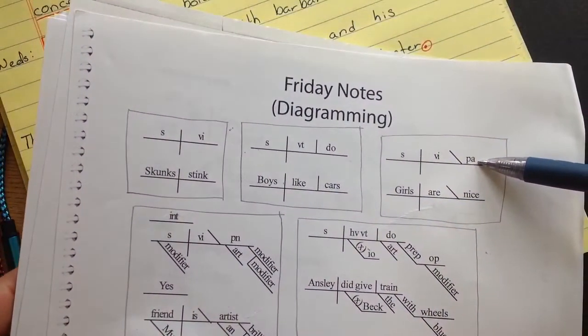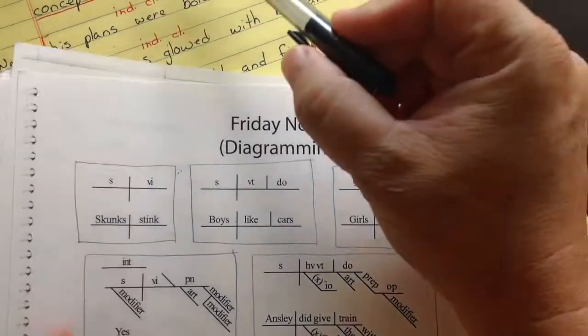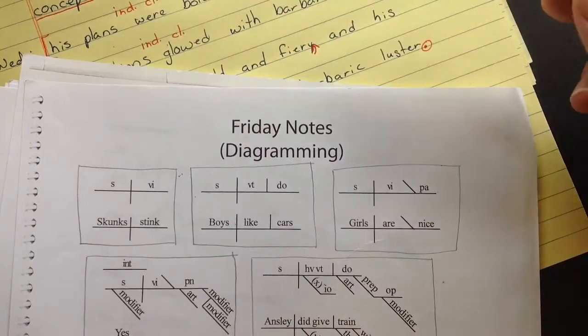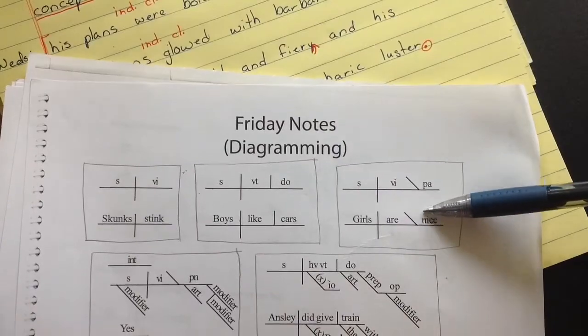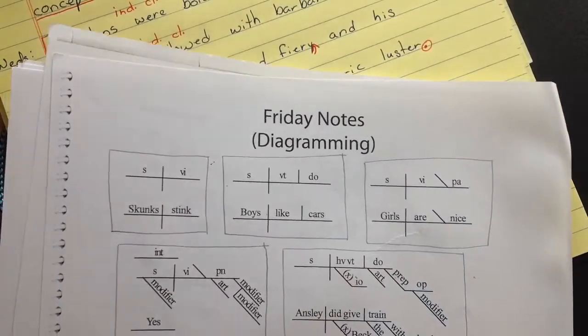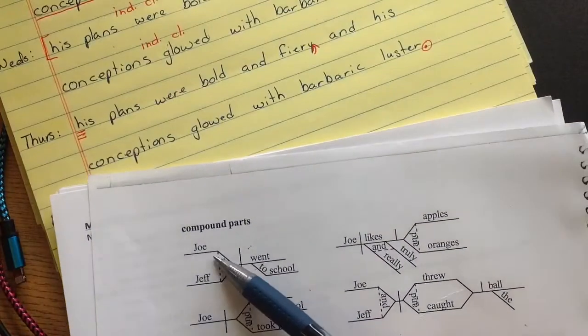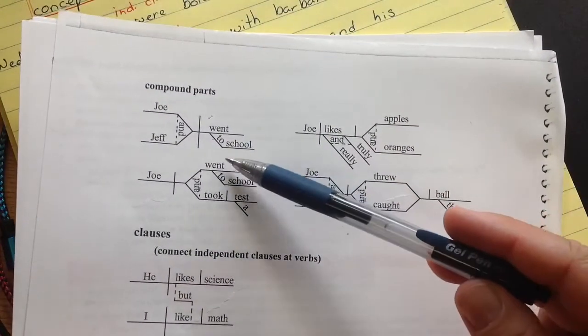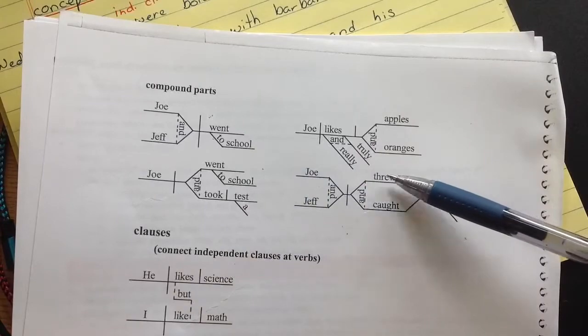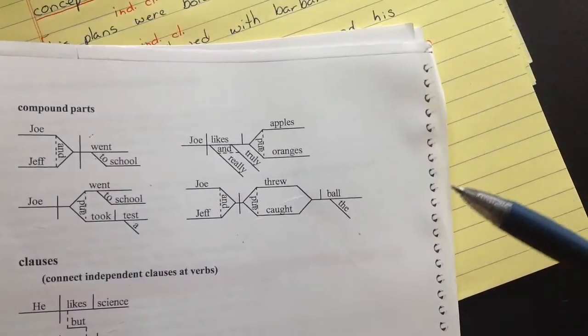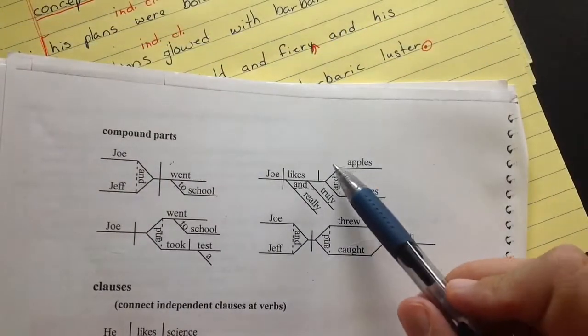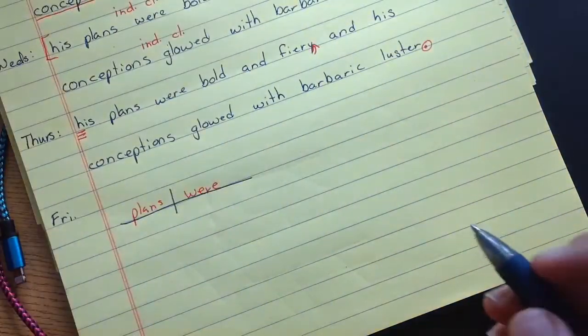But I know I never put two words in the same line, so I need to figure out, I had two of them. I had bold and fiery were both predicate adjectives. So where do I find a place where there's two of the same thing? It's right here. Joe and Jeff. They went and took. They threw and caught. Okay, so I'd make that little sort of sideways house thing.